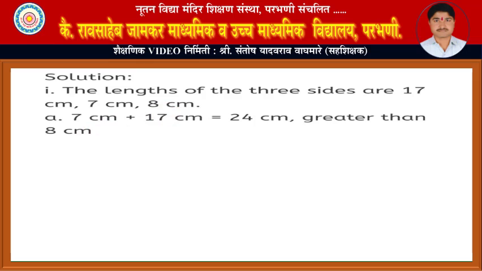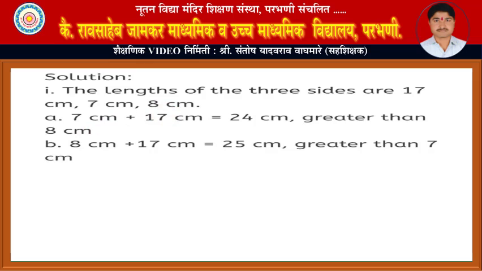Let's solve now B part. In B, we will change the sides now. Let's take 8 centimeter plus 17 centimeter now. 8 centimeter plus 17 centimeter is equal to 25 centimeter. Compare it with the remaining side. 8 and 17 we have taken, means we have to compare it with 7. 25 centimeter is greater than 7 centimeter. So again the condition is fulfilled.